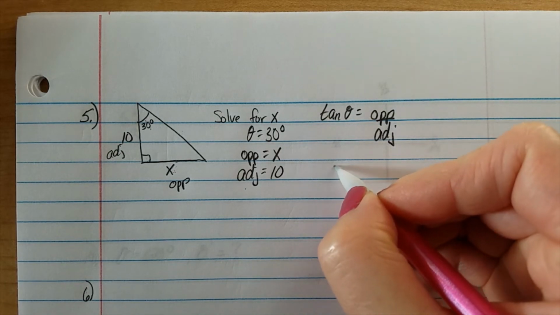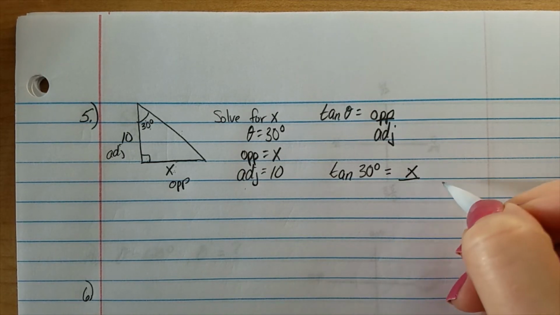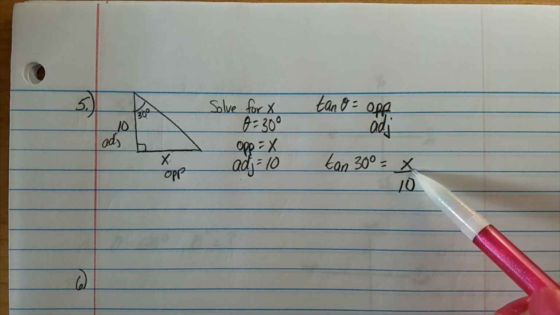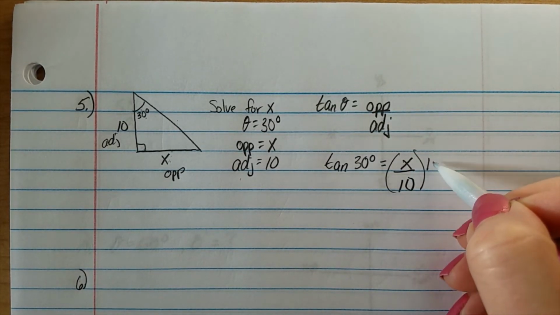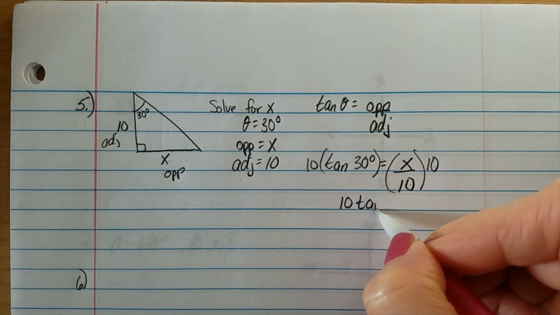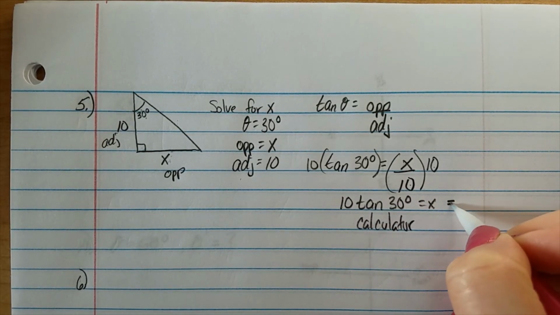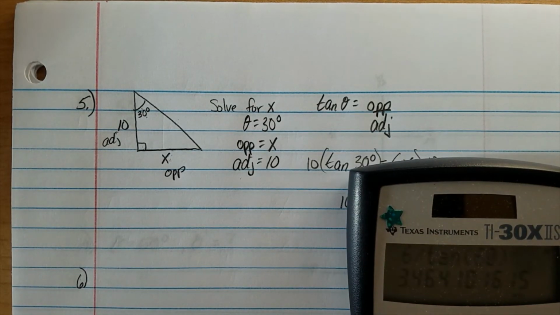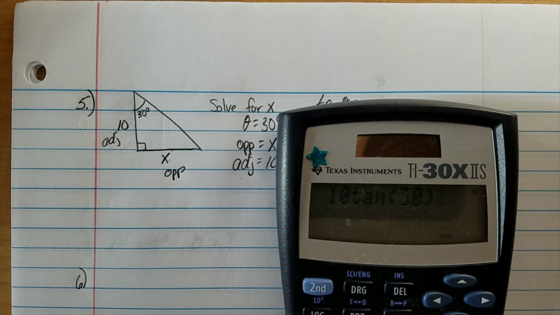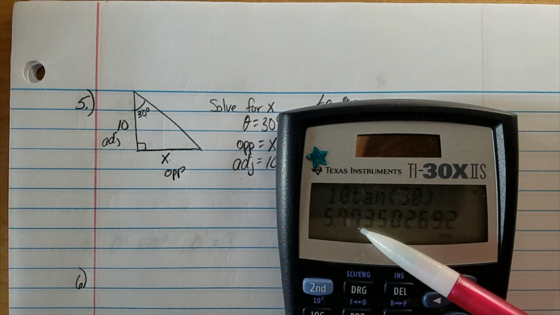Let's go ahead and do it. I have tangent of 30 degrees equals the opposite. I don't know what it is. It's x. And the adjacent is 10. Okay, I need to solve for x. So what I'm going to do, I got to get this out of the denominator. This is division. We undo division with multiplication. And I am left with 10 tangent of 30 degrees equals x. From here, this is calculator. Let's pull it up real quick. I have 10 tangent of 30 end parenthesis. 5.77, you were asked to round to the nearest tenth. That would be 5.8.